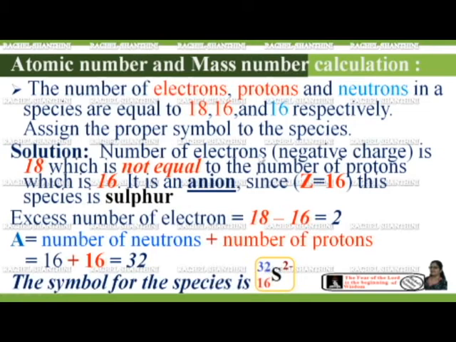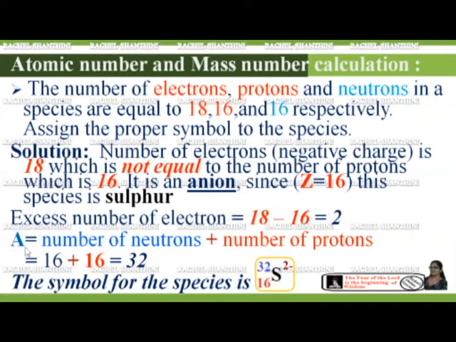Solution. Number of electrons, how many electrons have they given? 18, which is not equal to the number of protons, that we have to note down. Since atomic number Z is equal to the number of protons, Z is equal to 16. If the atomic number is 16, then the species is sulfur. Here we have excess electrons. How many excess electrons do we have? We have 2 excess electrons for sulfur.